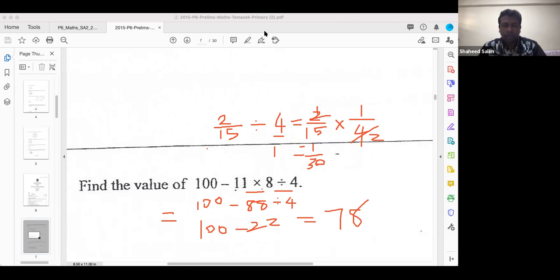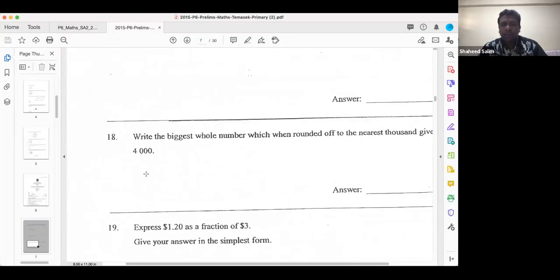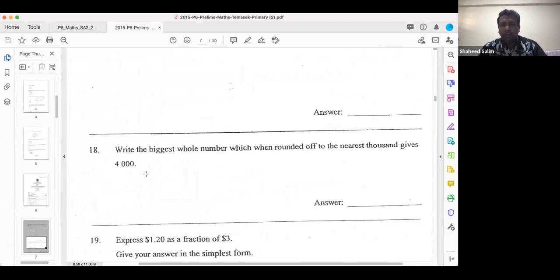I don't know where's your mistake. You know where's your mistake? You don't know, you must show me your paper now. Okay, don't be afraid or embarrassed to show your mistake. This is where you learn. Okay, you try this one. Write the biggest whole number when rounded off to the nearest thousand gives 4,000. Nearest thousand, huh?